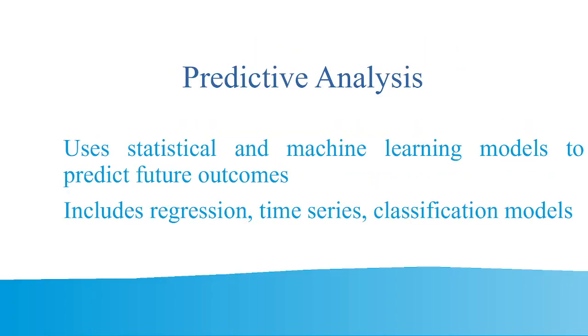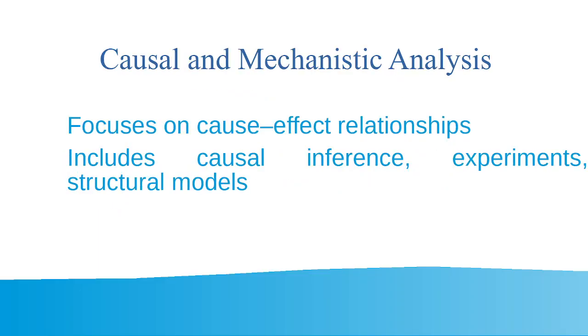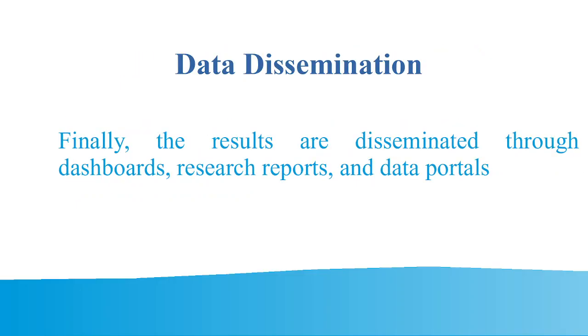Predictive analysis uses statistical and machine learning models to predict future outcomes. Includes regression, time series, classification models. Prescriptive analysis suggests actions based on predictive results, often combines statistics, optimization, and decision theory. Causal and mechanistic analysis focuses on cause-effect relationships, includes causal inference, experiments, structural models.